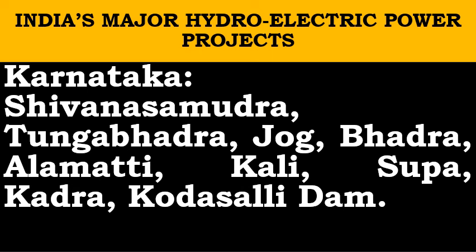Now, let us see India's major hydroelectric power projects of few states. Number one, Karnataka. In Karnataka, we have Shivanasamudra Hydroelectric Power Station, Tungabhadra, Jog, Bhadra, Alamatti, Kali, Supa, Kadra, and Kodasalli. In these areas, we have hydroelectric generation stations.